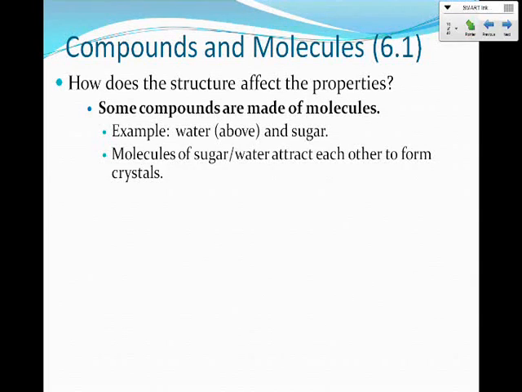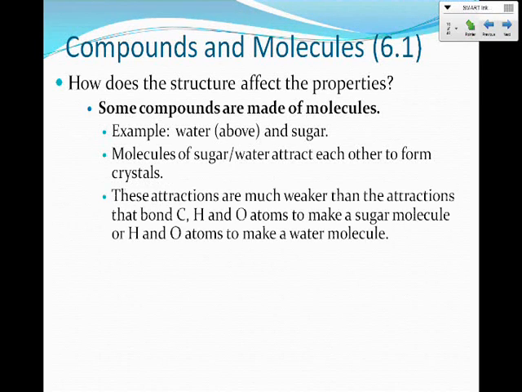Now, molecules of sugar and water actually attract each other to form crystals. If you'll see those dotted lines in your picture underneath molecular structure, it's like they just kind of have a bond, but it's not a very strong bond. That's why the lines are dotted. And so these attractions are very weak, and so they create weaker bonds.